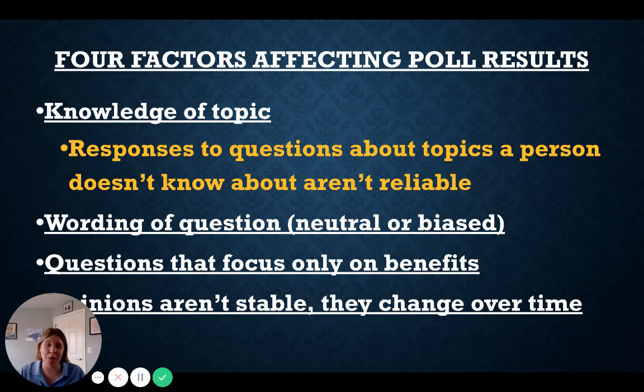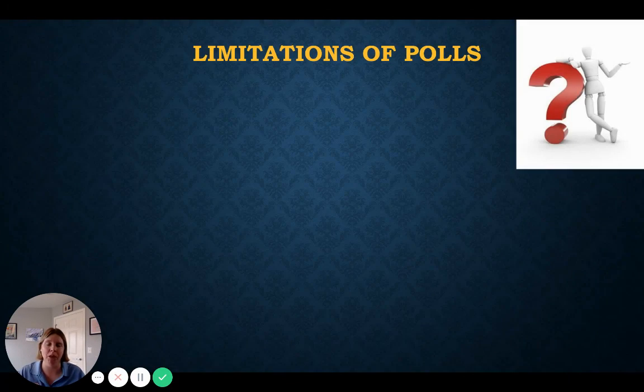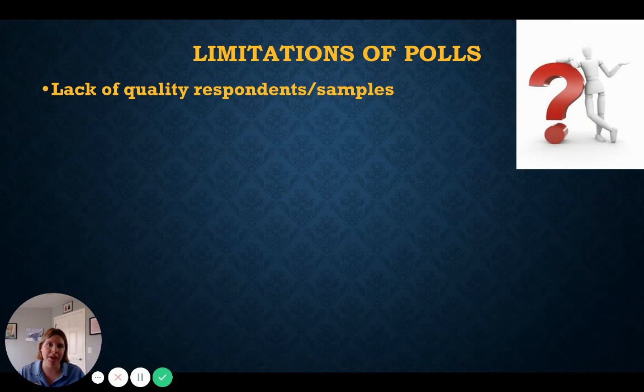Also, opinions aren't stable. They change over time. And so that's why pollsters are constantly having to poll people to measure their attitudes, because we do evolve and we do change over time as we learn new things, as we get acclimated to things, and as new things are introduced in our environment.